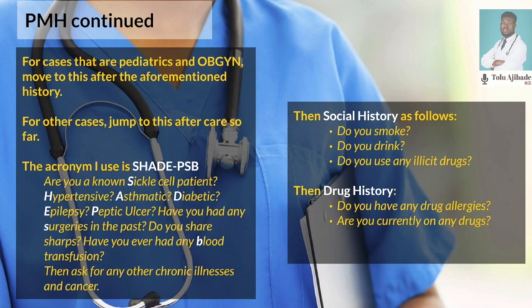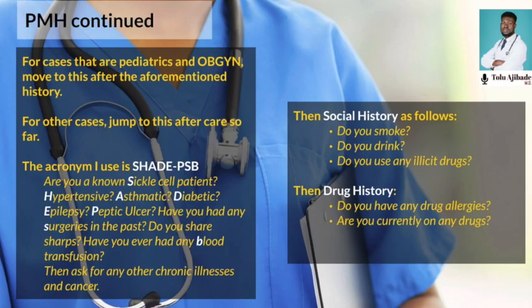Has this child ever been exposed to the use of illicit drugs, or do people around use illicit drugs? Okay, and then you ask about drug history, which are, do you have any drug allergies? And are you on any drugs currently? You understand? Because you need to know what drugs the person is on currently, so it doesn't interact detrimentally to the patient, whatever drugs you'll be dispensing. Okay? So that's it for social history, drug history.